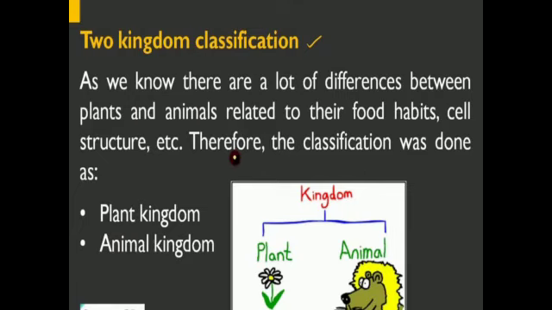Those in the first group are frequently referred to as primitive or lower organisms, while those in the second group are called advanced or higher organisms. Those who have undergone minor changes are called primitive or lower organisms, and those who have undergone huge changes are termed advanced or higher organisms.